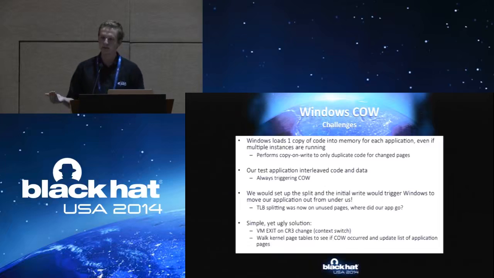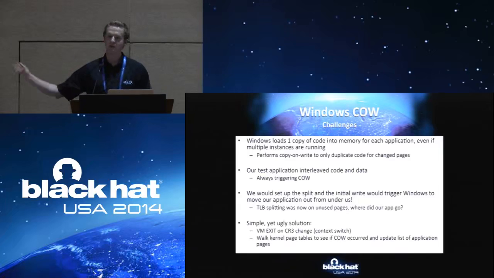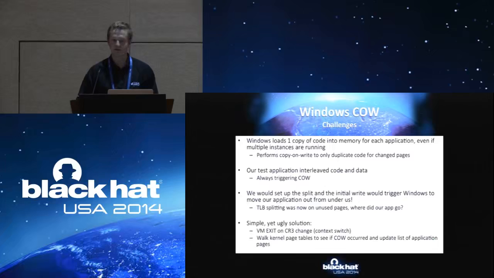Our test application we wrote specifically interleaved code and data. So we wrote a huge NOP sled and we used that as our memory buffer for all of our work so we could actually simulate what this would be. So we were always triggering that copy and write, and then Windows would say, oh, no, we need to keep that pristine copy here where you know it is, and we're going to move the copy that we're actually going to work on that might be subjugated somewhere else. We're not going to tell you where it is. So now we were TLB splitting on a page that wasn't being used, which was doing effectively nothing. And so we had to find wherever our application went.